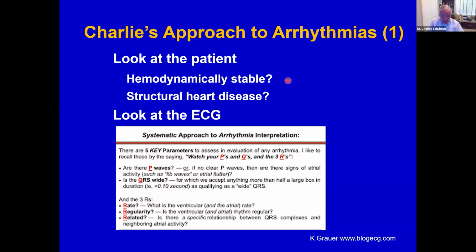And the 3 R's: what is the rate? What is the regularity? That is, is it a regular rhythm or an irregular rhythm? And if there are P waves and QRSs, are they related to each other? And if so, how?